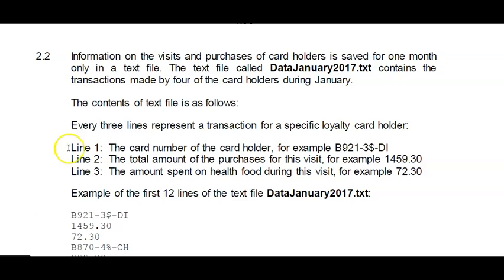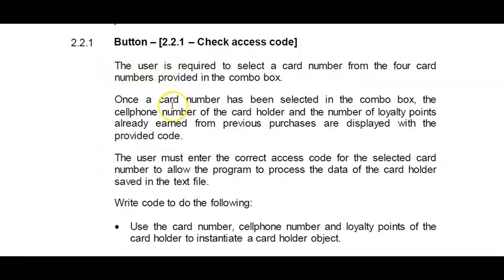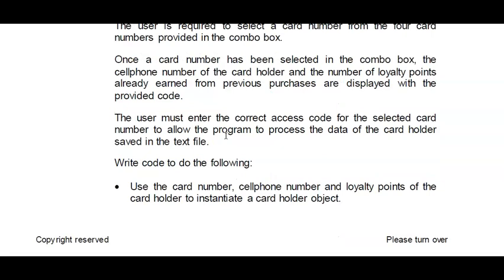In this paper it would be question 2.2, but in your final it will be question 3.2. Here they explain in the main form, this is now the first button of the main form, that the user will select the card number from a combo box, and then once this number is selected, you will be provided with a cell phone number and the number of loyalty points earned previously from this purchase. But then you have to loop through a text file and do the following, but let's just go to the text file first.